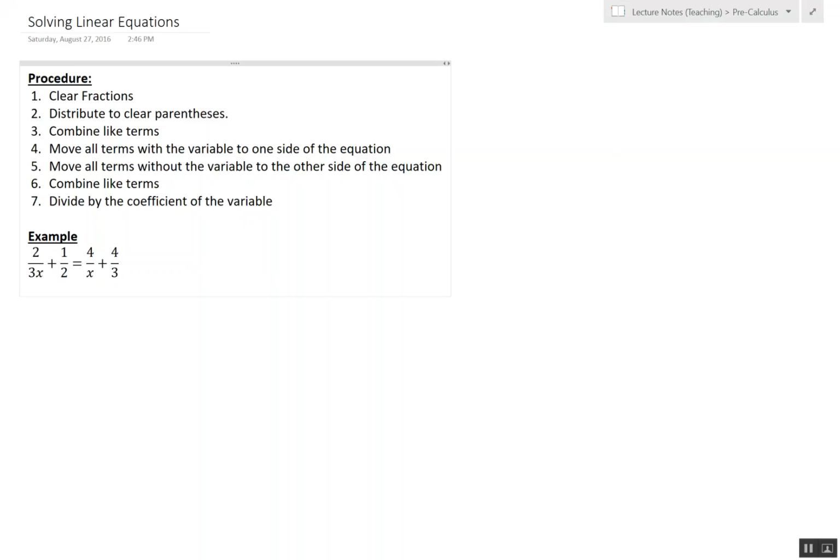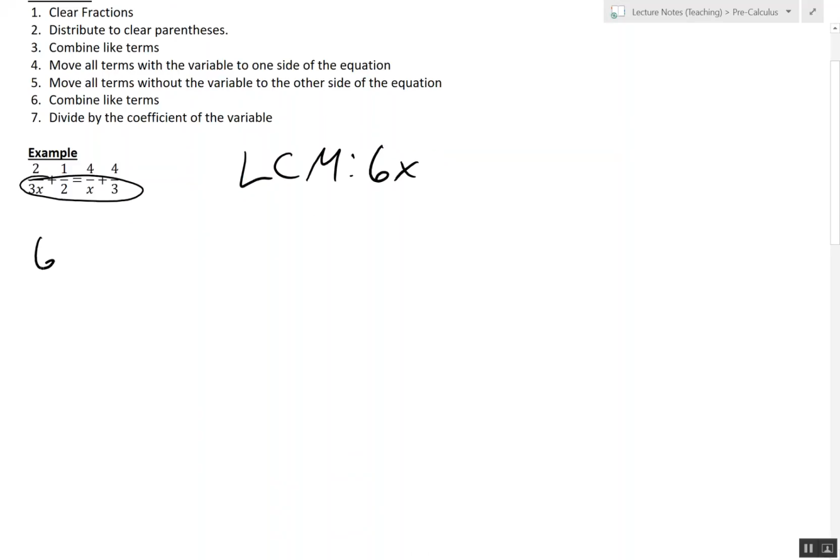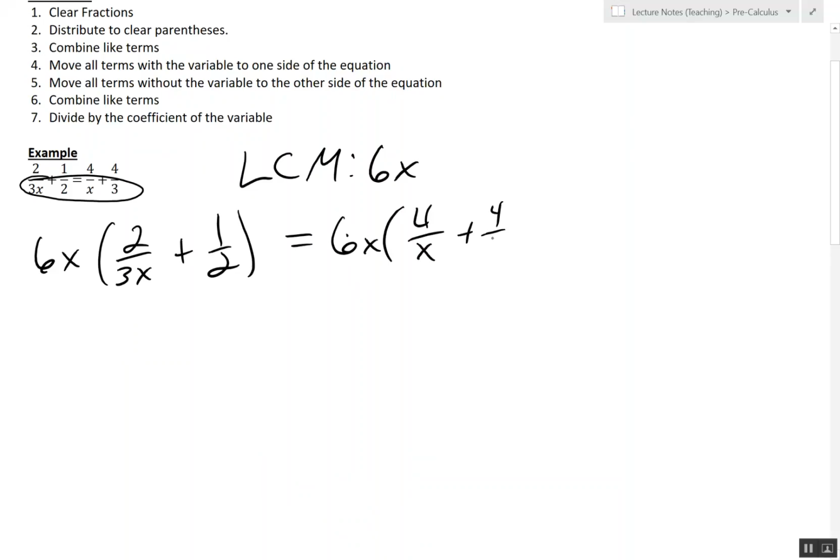So let's start off with this example, and the first thing we want to do is find something that cancels all that off. Well, that's usually going to be the least common multiple, and that's going to be 6x in this case. So we're going to multiply both sides by 6x. So 6x times 2 over 3x plus a half equals 6x times 4 over x plus 4/3.